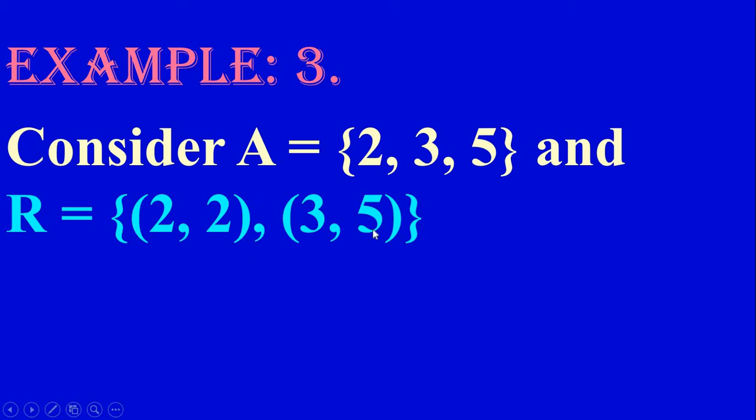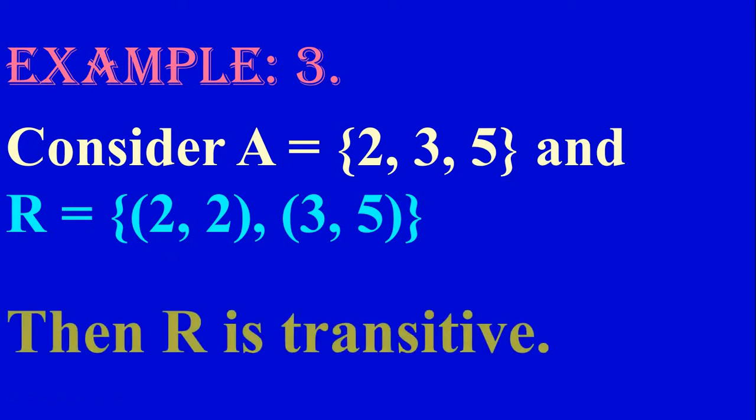Here we have (3,5). There is no other ordered pair starting from 5. So therefore there is no ordered pair (a,b), (b,c). So automatically the transitive property is satisfied. So therefore R is transitive. So important, you have to verify the transitive property only when (a,b), (b,c) is there. So since (a,b) is there but (b,c) is not there, this is transitive.